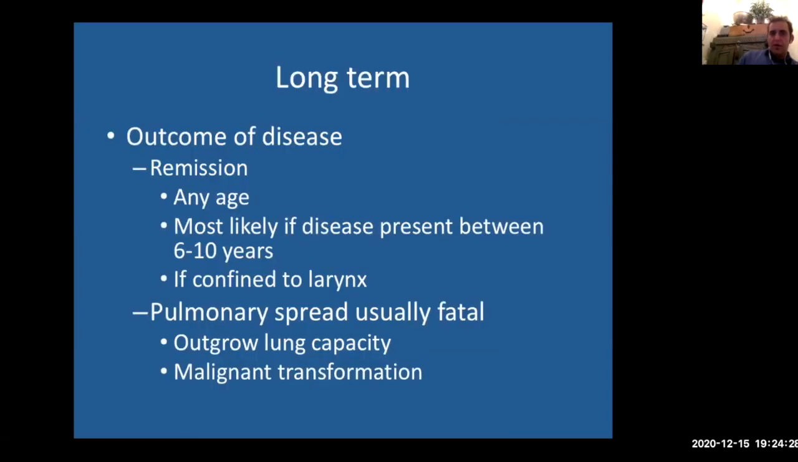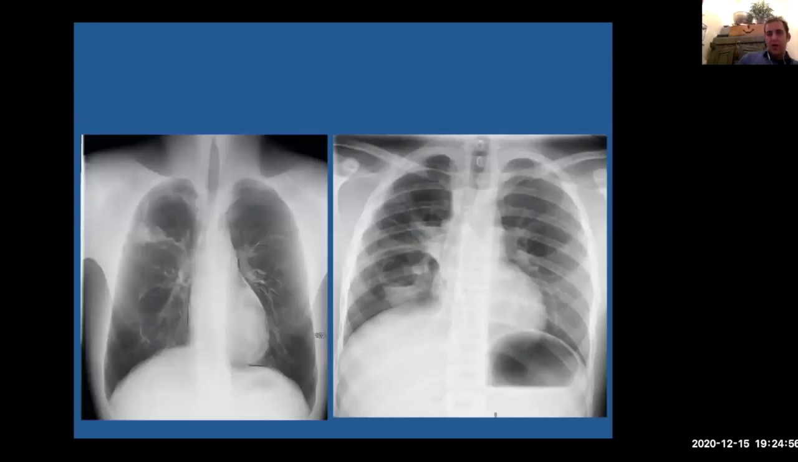So what can we expect for these patients long term? We hope that they will go into remission. They can go into remission at any age, but they're most likely to if the disease presented between the age of 6 and 10 years, and if the disease was confined to the larynx. Pulmonary spread is usually fatal, and they either outgrow their lung capacity because they get cavitating lung lesions, or they undergo malignant transformation. This is the chest X-ray of the patient that I discussed earlier.